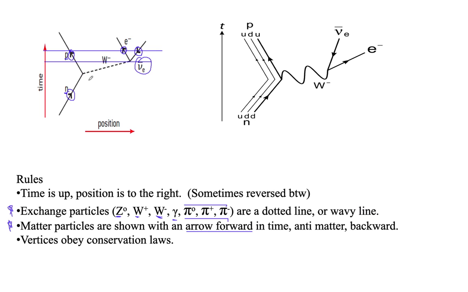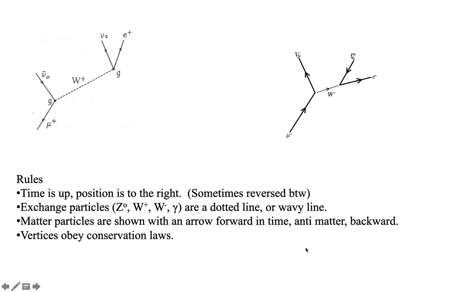And then if you look at these vertices, there's a vertex, there's a vertex, right? These things obey conservation laws. For example, here we have no charge, here we have positive and negative, so there's no charge in, no charge out. Here we have negative into this vertex, and we have zero charge because it's a neutrino, and then negative charge going this way. So all these vertices obey conservation laws. They'll obey strangeness and baryon number and all those things. Okay, let's take a look at a couple of decays.